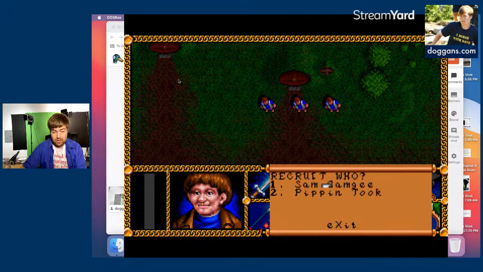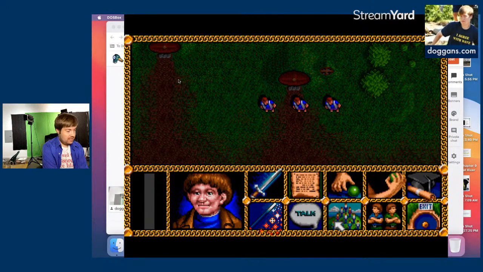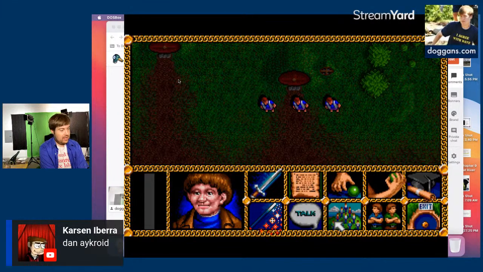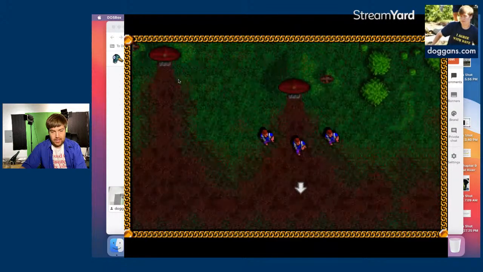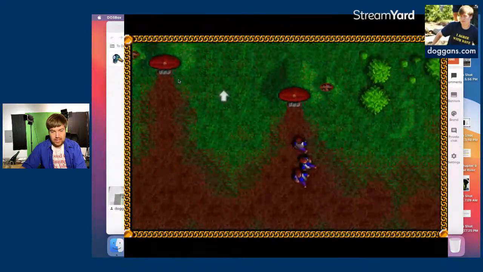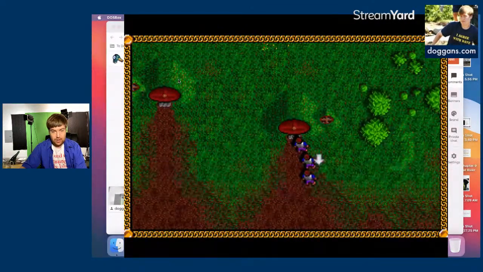All right, recruit Sam and Pippin. They are recruited. I guess Sam does look a little Aykroyd-esque. All right, and now, before we do anything else, it is daylight, and now let's go into Bag End.